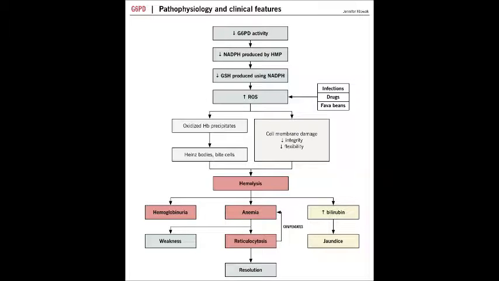The decrease in G6PD activity will eventually lead to a decrease of NADPH and of glutathione, which is produced using NADPH, that would lead to an increase in reactive oxygen species. Reactive oxygen species will oxidize hemoglobin, which precipitates, producing Heinz bodies that can cause cell membrane damage, lowering its integrity and flexibility. Cell membrane damage will eventually lead to the clinical presentations discussed earlier, like neonatal bilirubinemia and acute and chronic hemolytic anemia.